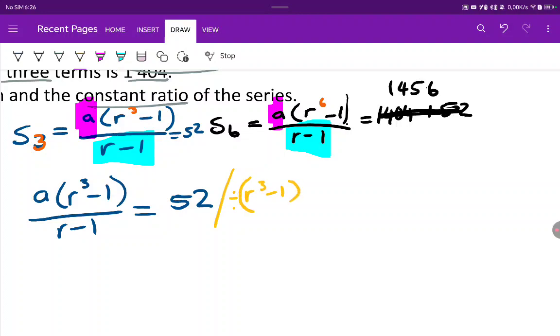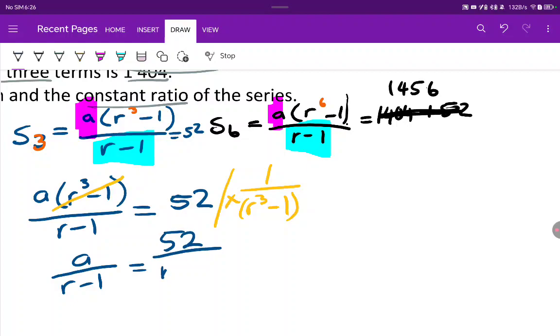Now you don't have to write this down, but you can. Alternatively, you can multiply by a fraction. If you take R^3 minus 1 to the denominator, that's the same as dividing by it. On the left-hand side it cancels, and on the right-hand side it goes to the denominator. So here I have A over R minus 1 equals 52 over R cubed minus 1. Perfect. Let's do the same thing on the right-hand side. We're going to name this equation A. Okay, and that's A. Let's do B.